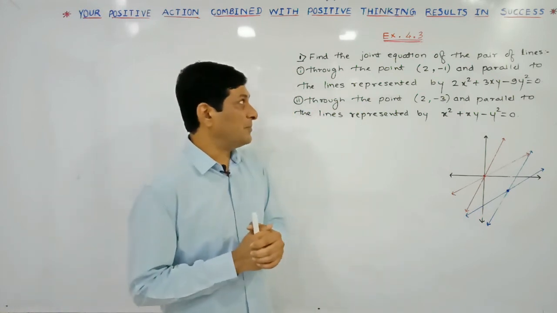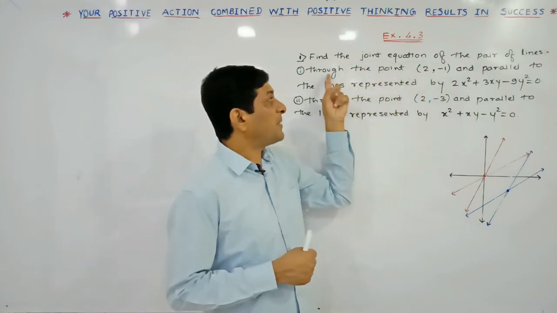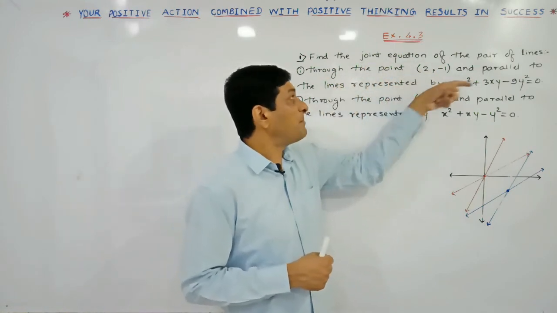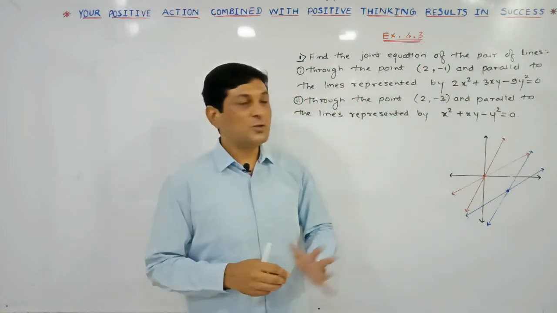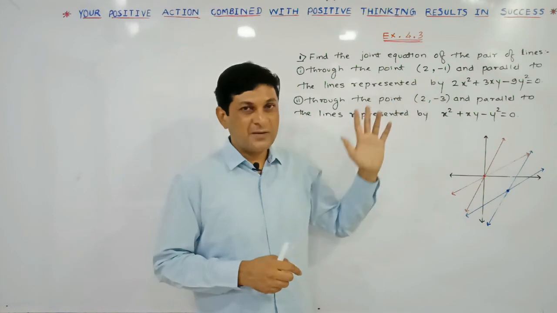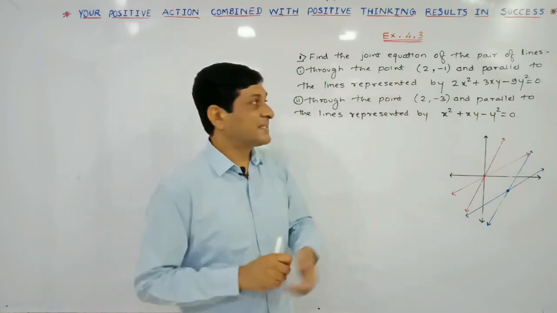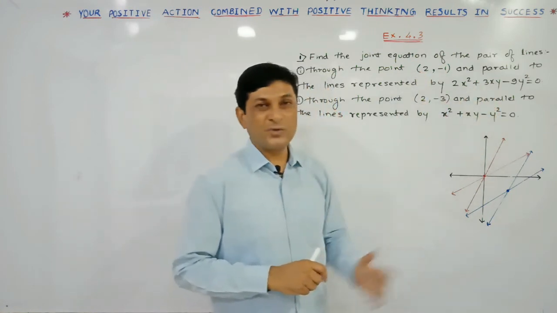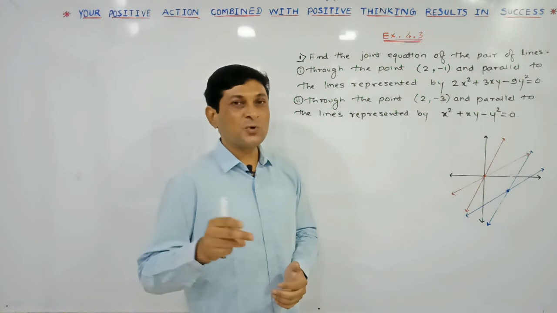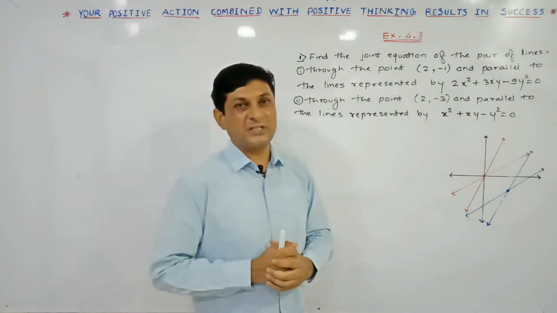Observe the first example. In the first example, we have to find the joint equation of lines passing through this point and parallel to the lines represented by this homogeneous equation. Here two examples are given to us. The conditions given in both examples are the same, meaning one point is given to us and one homogeneous equation is also given to us. But here we are using two different methods to solve these examples.